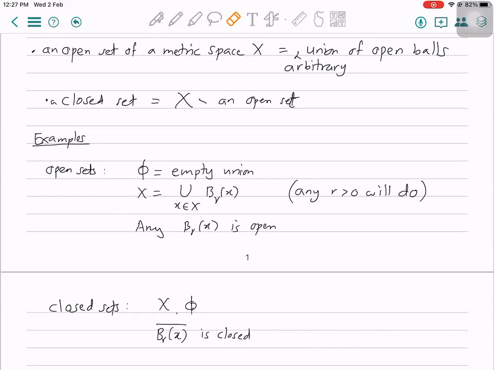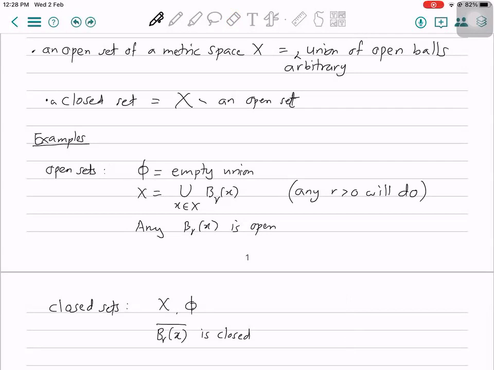Because if you take any point, let's say near the boundary of the ball, you can think about it as the whole space of the ball taken out of it. So if you consider any point, no matter how close you get to that region, you can always construct some ball with a positive radius that doesn't cross that line.